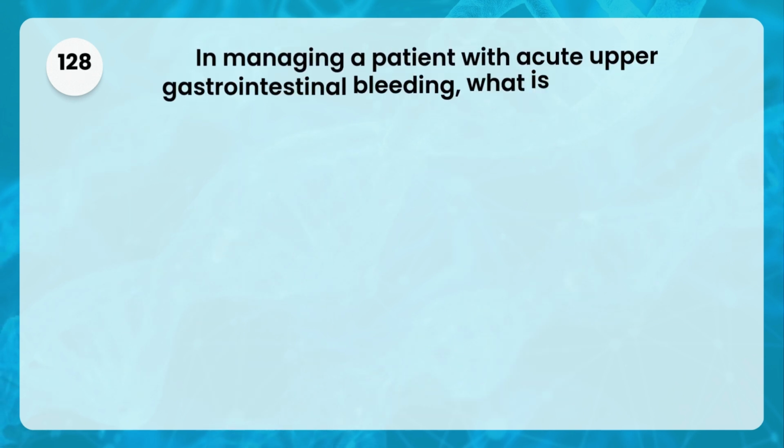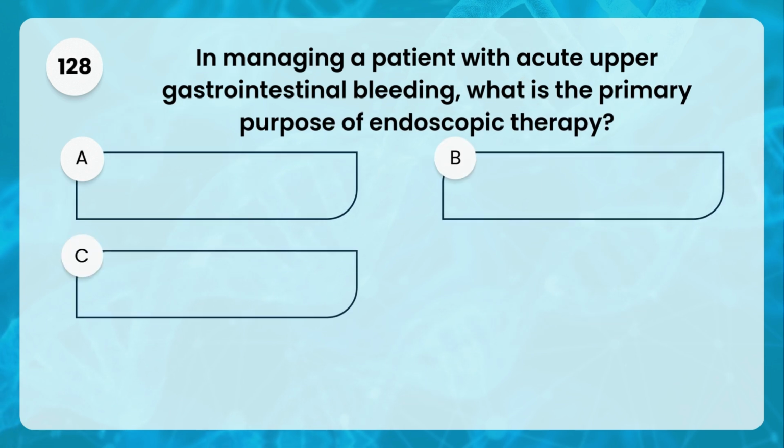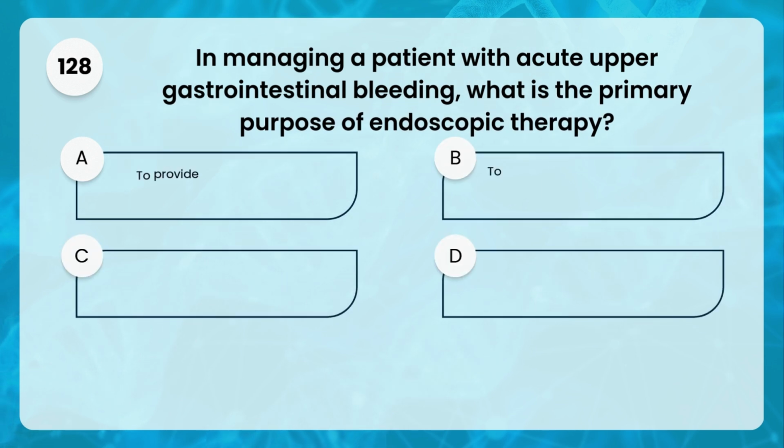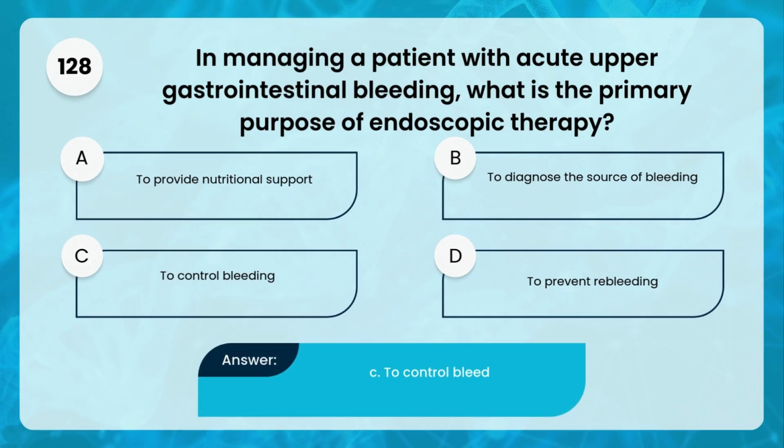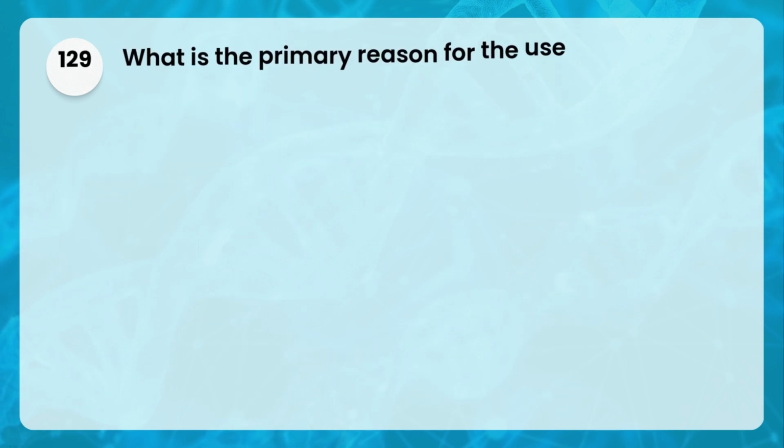128. In managing a patient with acute upper gastrointestinal bleeding, what is the primary purpose of endoscopic therapy? A. To provide nutritional support. B. To diagnose the source of bleeding. C. To control bleeding. Or D. To prevent rebleeding? The answer is C. To control bleeding.